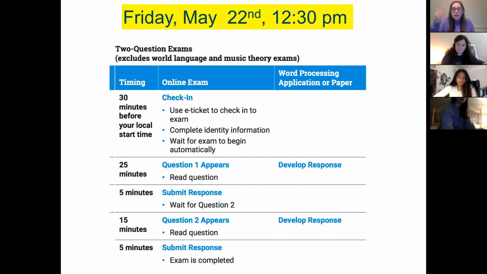This is just the process of what the timing looks like. We'll log in at 12:30. You'll do the whole check-in thing. 30 minutes for question 1, 20 minutes for question 2.